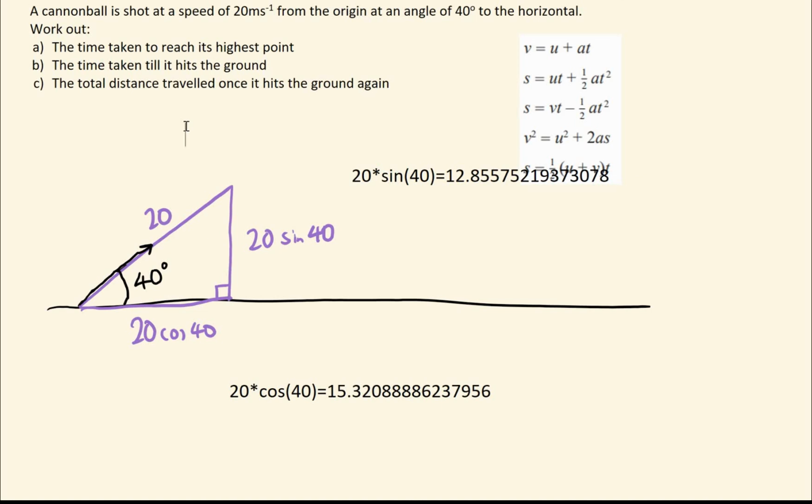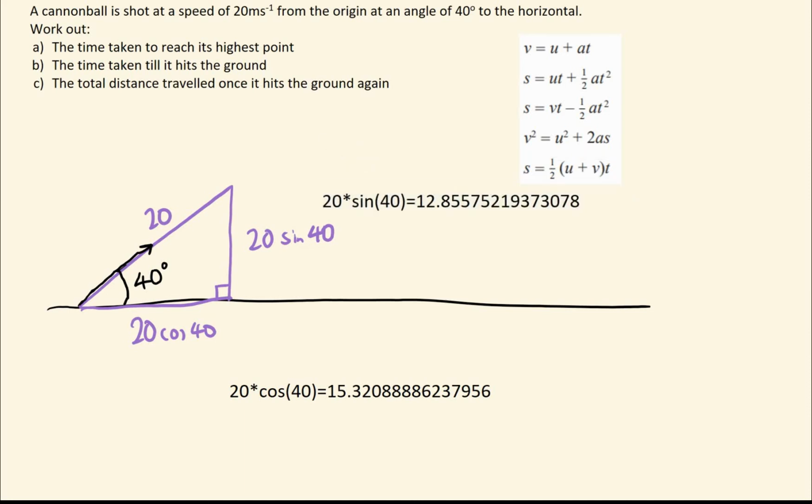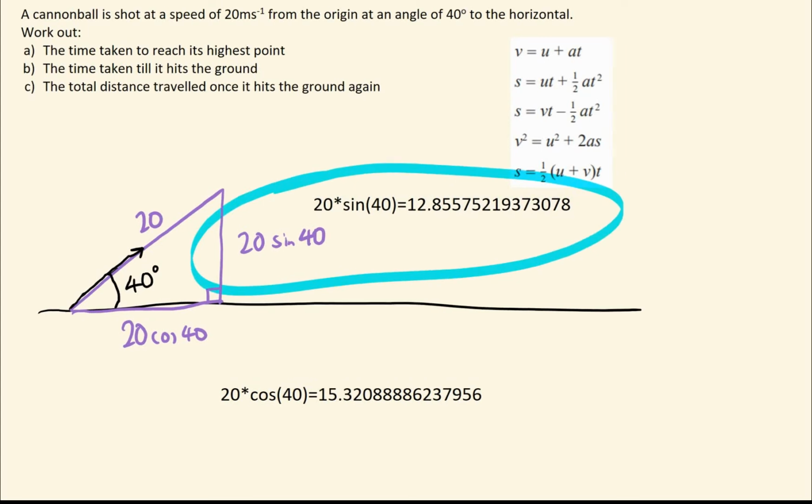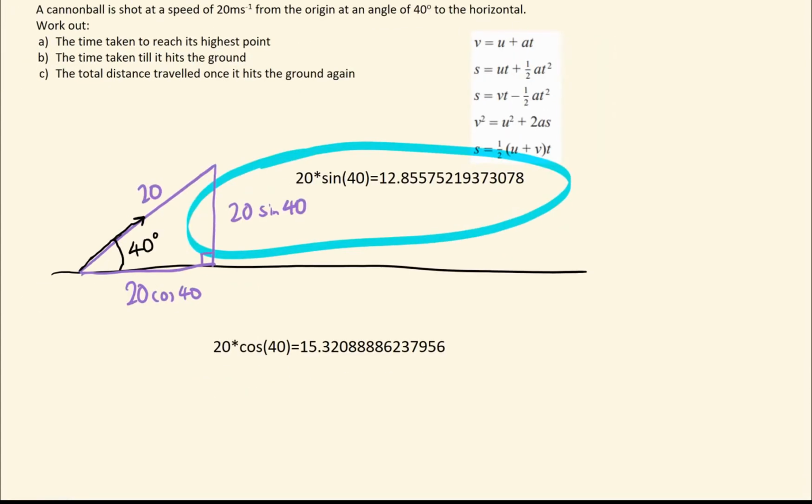So part A, work out the time taken to reach its highest point. All we care about there is height, so all we care about is the vertical components. And as given the formulas, it's a good guess that we're going to use the SUVAT equations. So S we don't know, U we do know, the initial speed. I'm going to say that was 12.86, just to be as accurate as I can. At the highest point, we always know the final velocity must be 0, so that's when it stops going up and starts going down. Acceleration is due to gravity, and gravity is slowing it down, so we want acceleration to be negative, and time we are trying to work out.